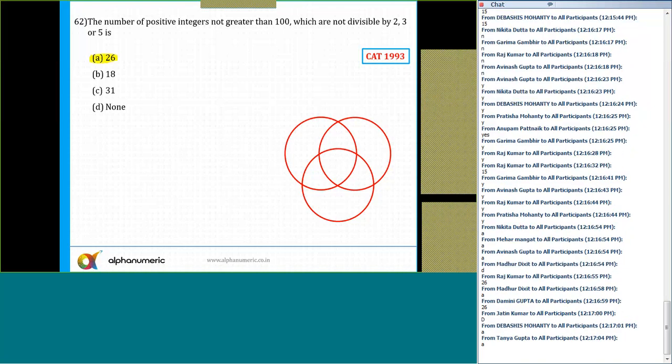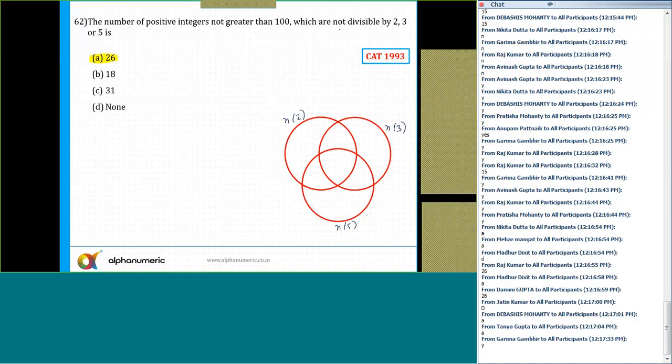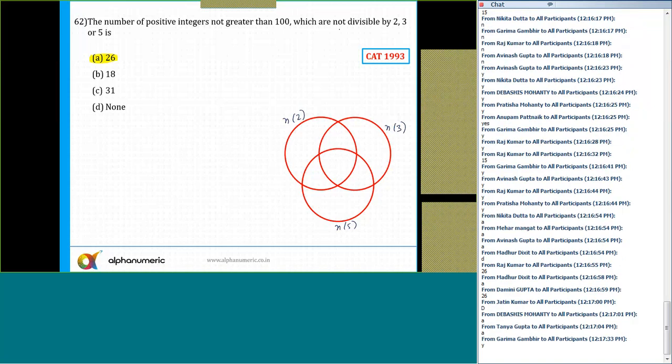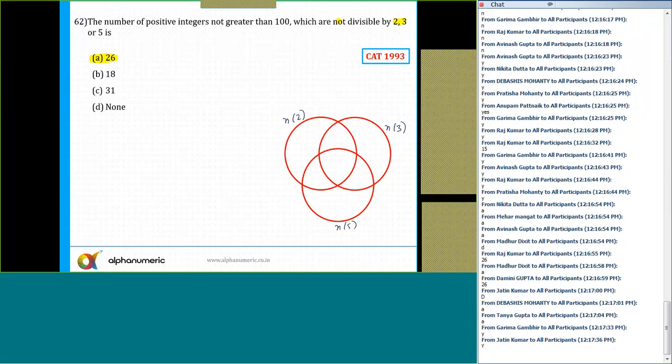Now, here what has happened? The number of positive integers not greater than 100 which are not divisible by 2, 3 or 5. So let's say there are some elements: the number of elements which are divisible by 2, the number divisible by 3, and the number divisible by 5. So what do I need to calculate? Total minus the union of these three, yes or no? Because the question says which are not divisible by 2, 3 or 5.